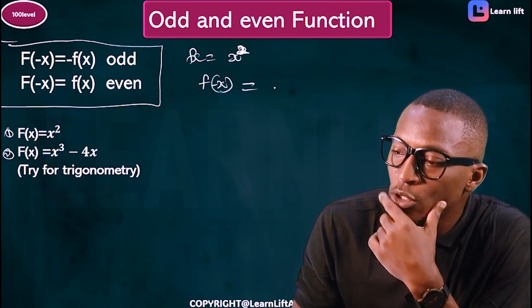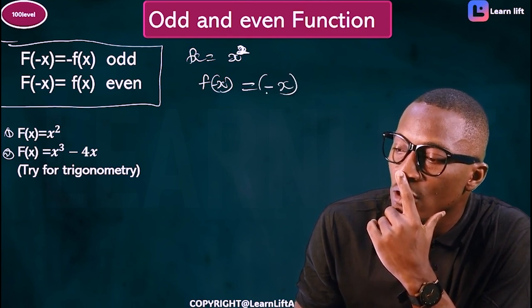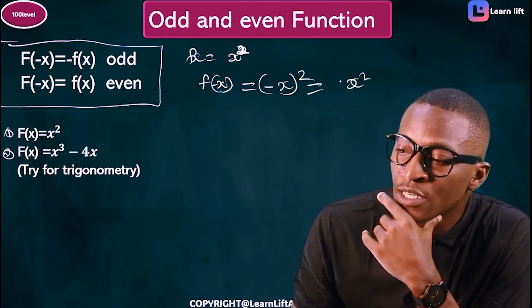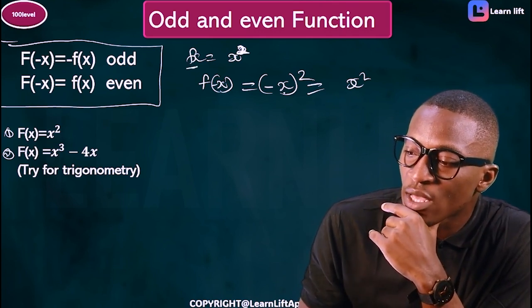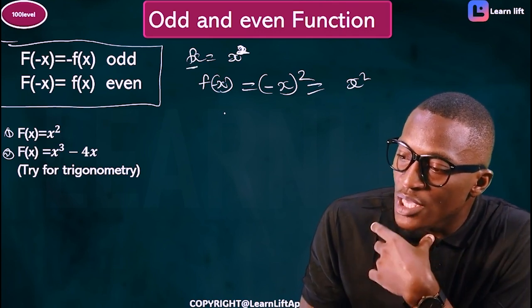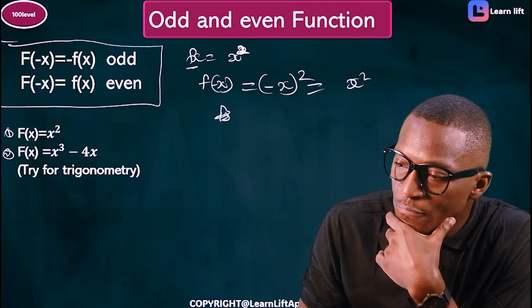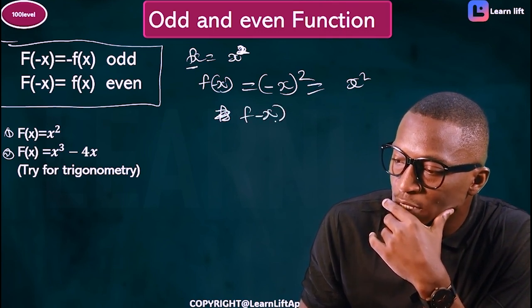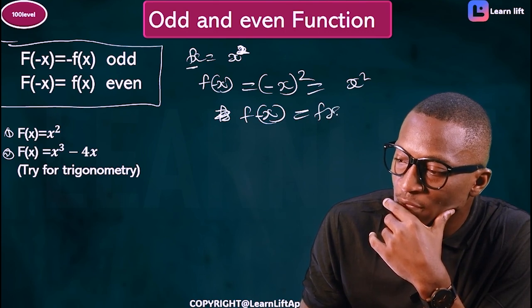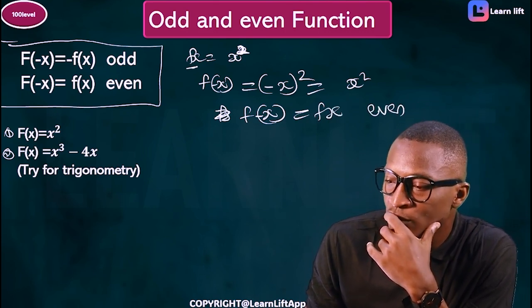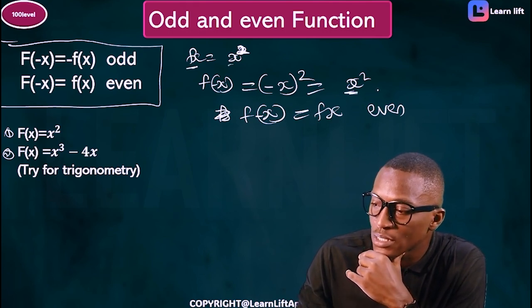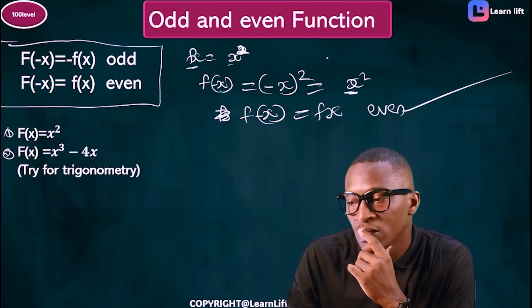F of minus x will now be equal to minus x all squared. Minus x all squared is x squared. If you watch, f of x is x squared. F of minus x is x squared. If f of minus x is equal to f of x, we said it's said to be what? Even. So this one, what's f of minus x? X squared. What's f of x? X squared. So this is said to be called what? An even function. This is an even function.